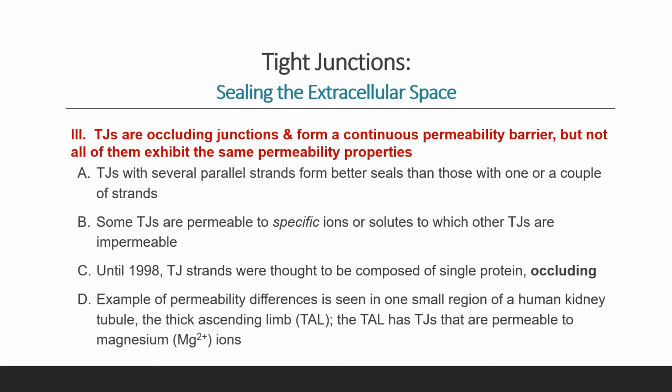Until 1998, TJ strands were thought to be composed of a single protein, what you call the occludin protein. And an example of permeability differences is seen in one small region of the human kidney tubule, specifically the thick ascending limb, or the TAL. And the TAL has tight junctions that are permeable to magnesium ions.